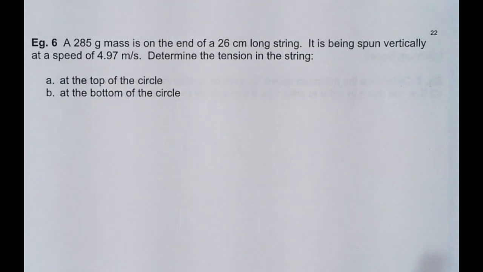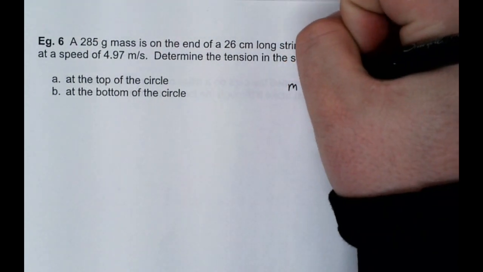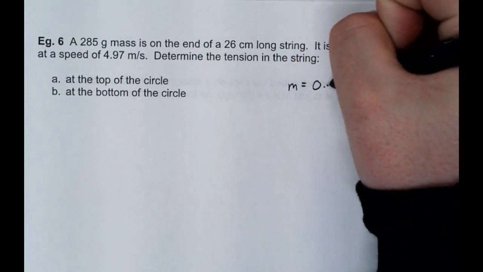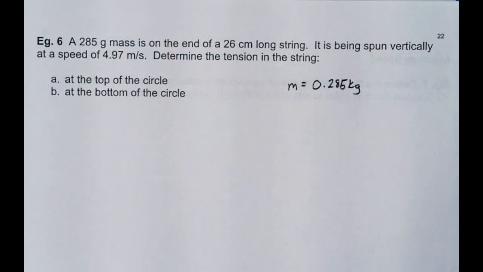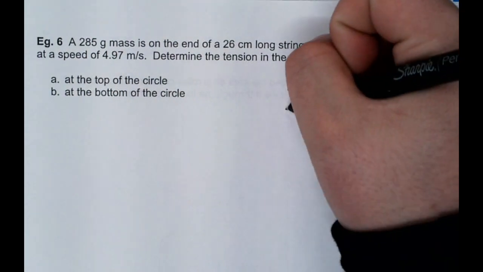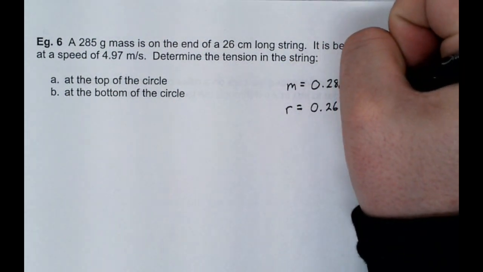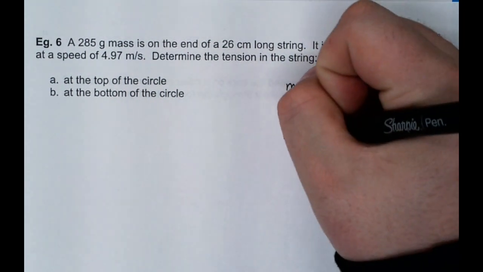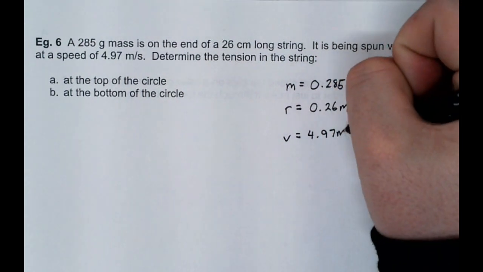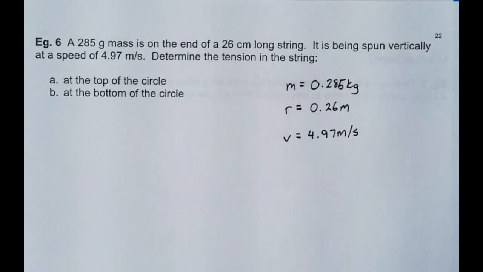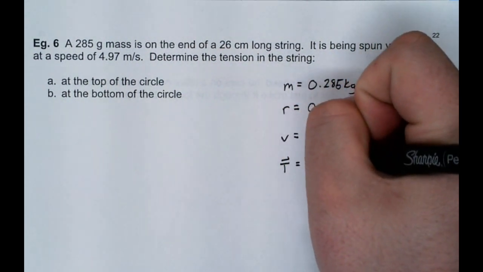What we know, regardless of whether we're at the top or the bottom of the circle, we are going to have a mass of 0.285 kilograms. That's given in the question. We're also given the string's length, or the radius, of 0.26 meters, a velocity or speed of 4.97 meters per second, and our goal in both of these problems is to solve what is the tension.